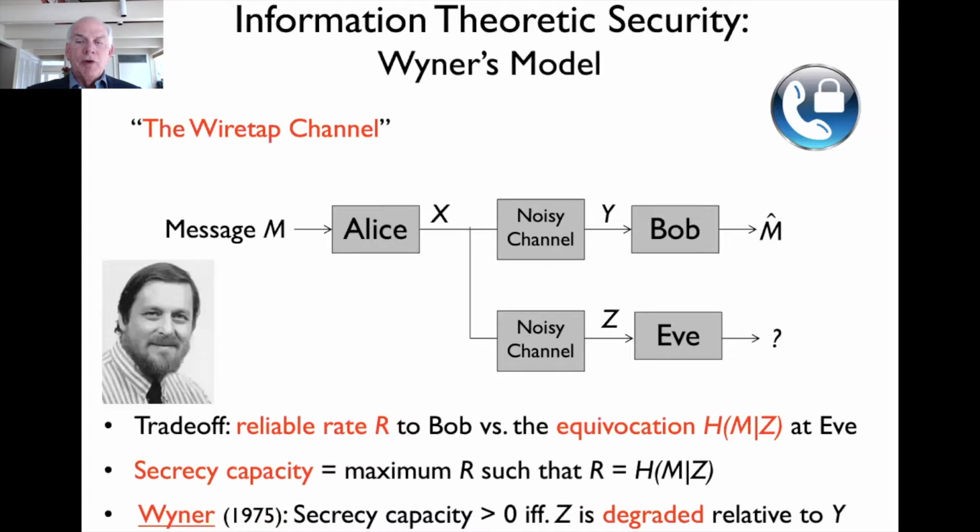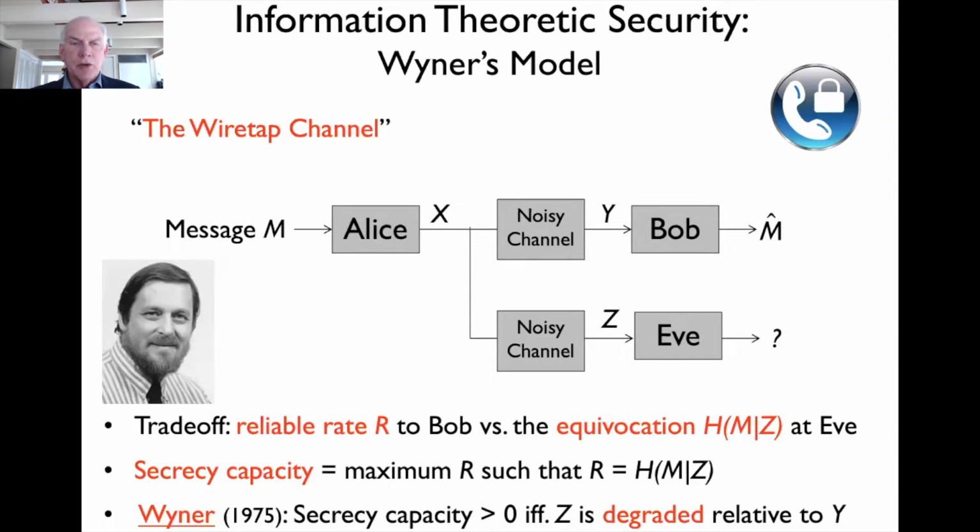Now, move forward. So that was 1949. Let's move forward to 1975, 25 years later, still a long time ago. Aaron Wyner, both of these were at Bell Labs, by the way, modified Shannon's model. He took away the secret key and added the practical fact that you don't have a noiseless channel. You actually have a noisy channel between Alice and Bob and another noisy channel between Alice and Eve.